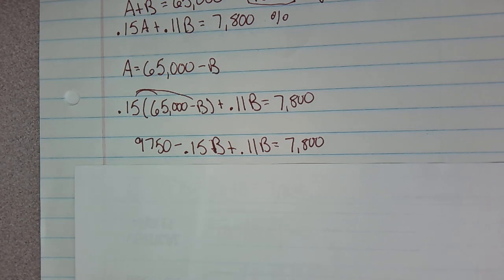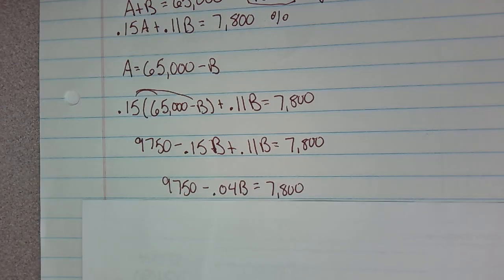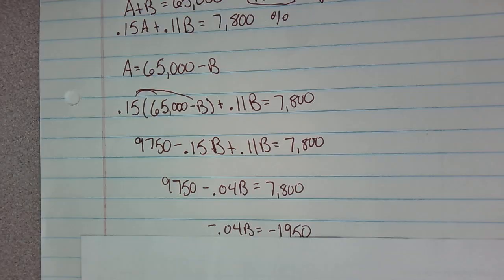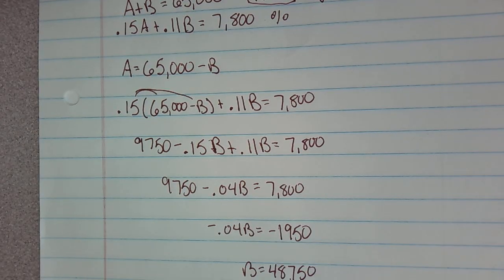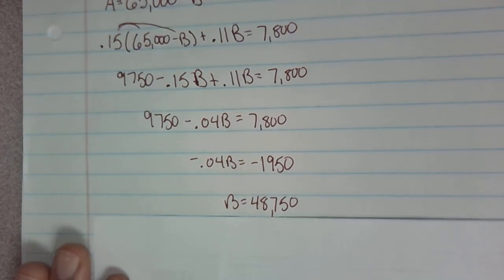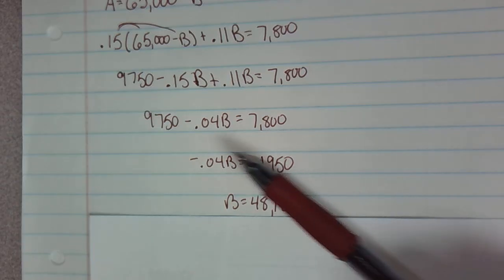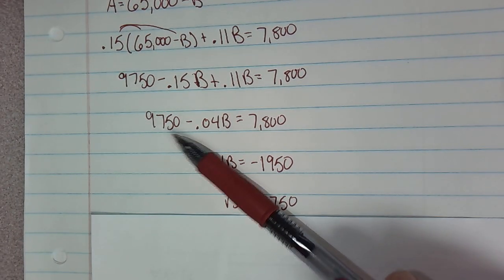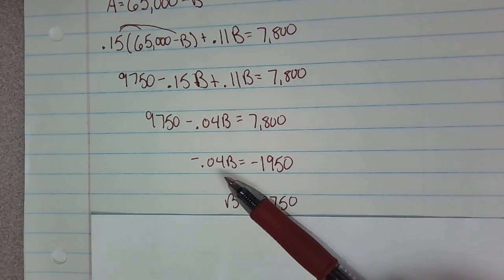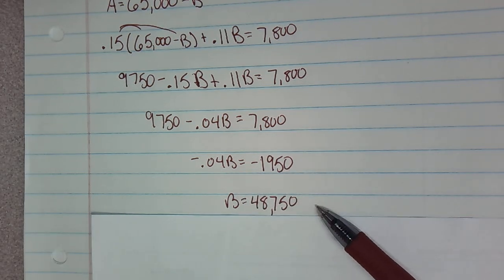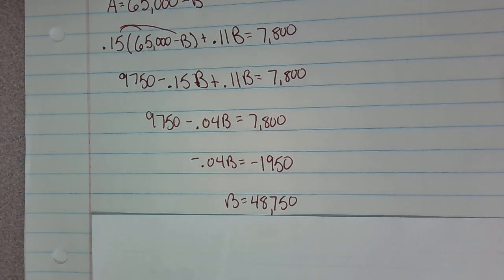Alright, so distribute, combine my like terms. I kept going. I got B is $48,750, because I subtracted the 9750 over divided by negative 0.04. Ta-da! How do you find A once you have B?